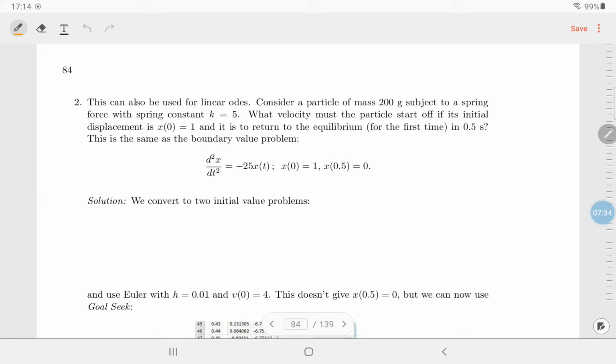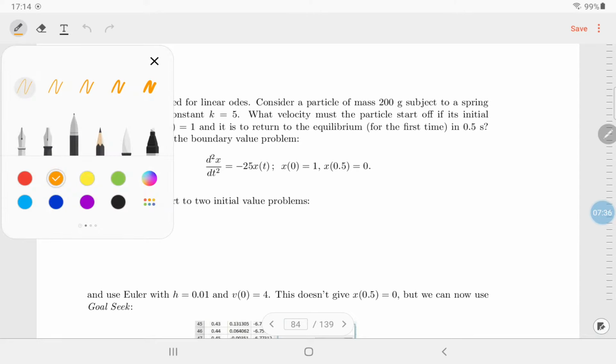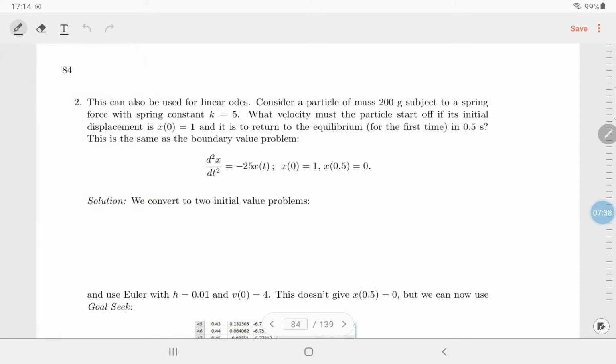Okay, so you can also do it for linear ODEs. It doesn't make as much sense because you can instead take 2 shots and average them using the stuff we did last week. But you can do it here. So what have we got here? Consider a particle of mass 200 grams subject to a spring force with a spring constant of 5. What velocity must the particle start off with if its initial displacement is 1 and it returns to equilibrium for the first time at 0.5?